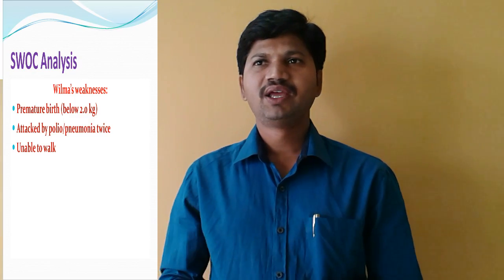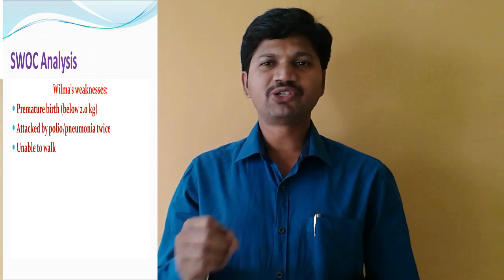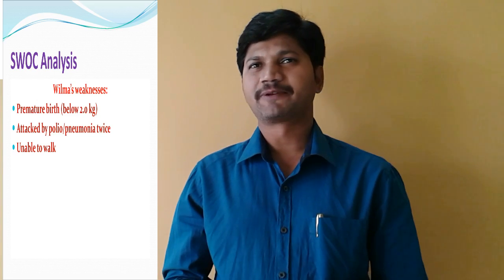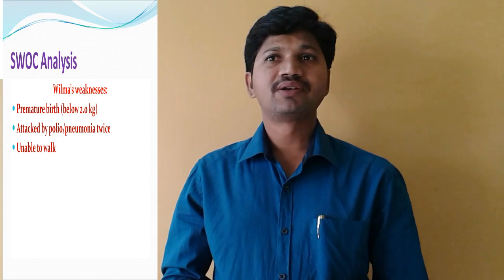She was born prematurely, weighing just below 2 kgs, and that premature birth led her into many health problems. She was attacked by polio, and that paralyzed her 2 legs so that she could never walk in her life. She was also attacked by pneumonia twice, and finally she was unable to walk, and she needed support from brothers and sisters always, even to walk a step. So that was the greatest weakness Wilma Rudolph had in her life.